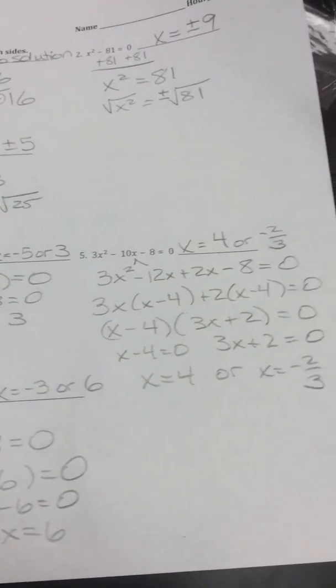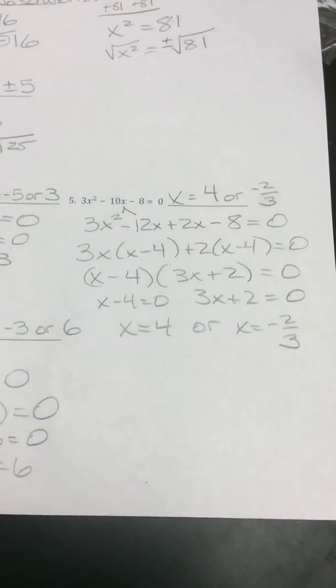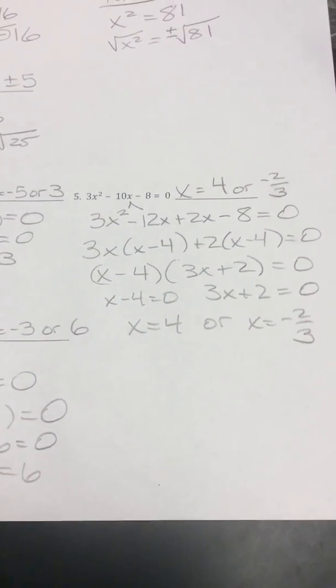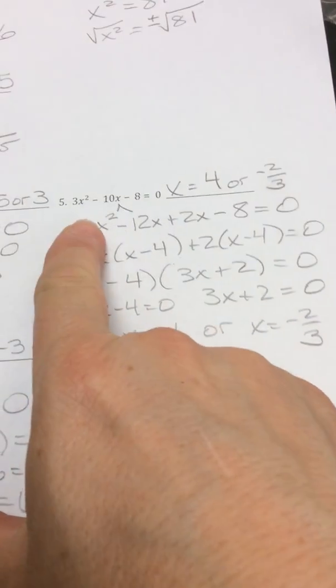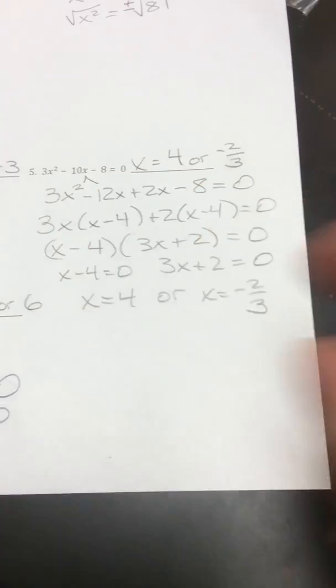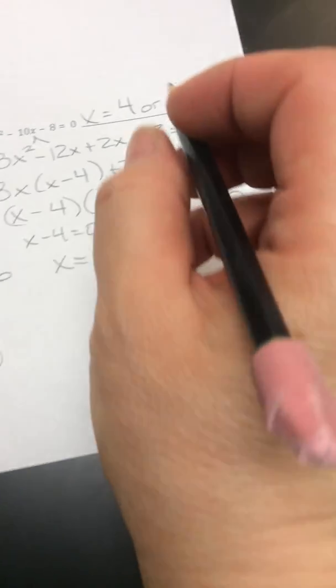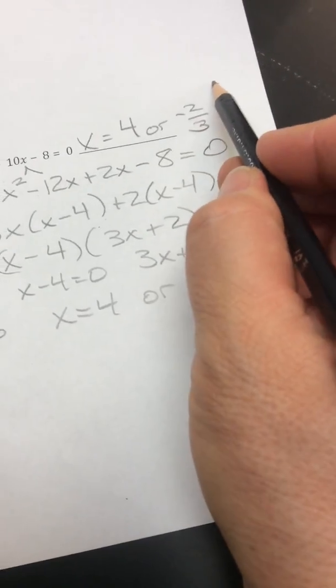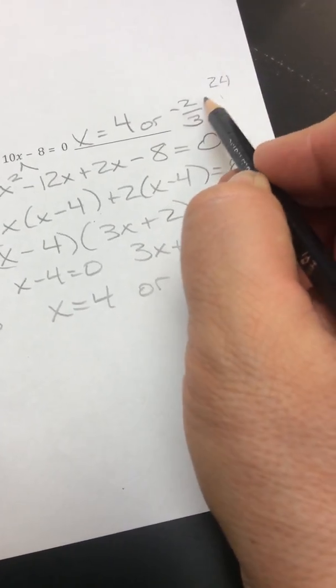Number 5, a does not equal 1, so yes, we have to split the middle. So we multiply a times c. 3 times 8 is 24. We look for the factors of 24. So let's come over here. Let's write our 24 and factor it, right?